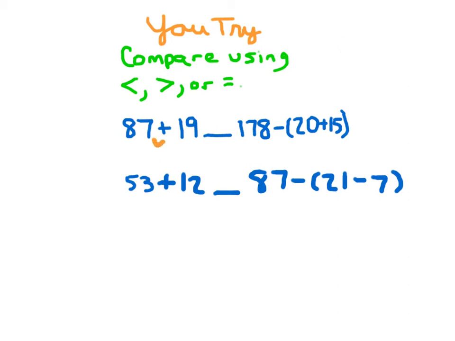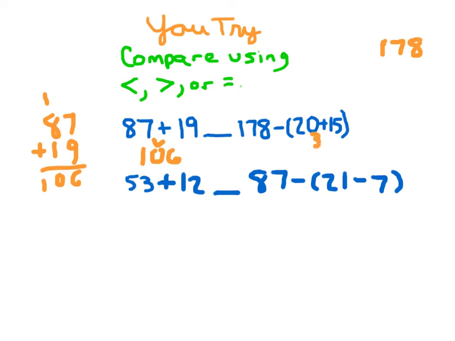For that first problem, 87 plus 19, I'll write it off to this side. We get 106. For the right-hand side, that's 178 minus 20 plus 15. I know that 20 plus 15 is 35. And then so that's 178 minus 35, 143. I know that 106 is less than 143, so I can put the less than sign there.